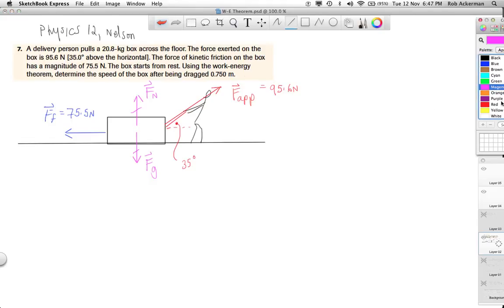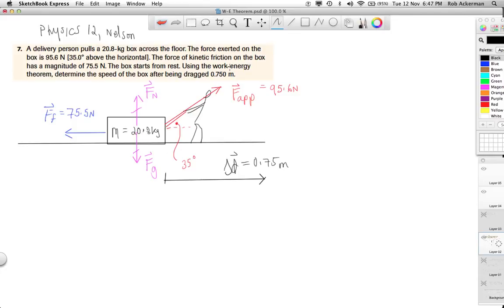There's a displacement of 0.75 meters, so let's show that over here. Box starts here, goes along to there. Delta D equal to 0.75 meters. And now I think we have a nearly complete diagram. We should put in the mass, 20.8 kilograms. Okay, what do we do now?